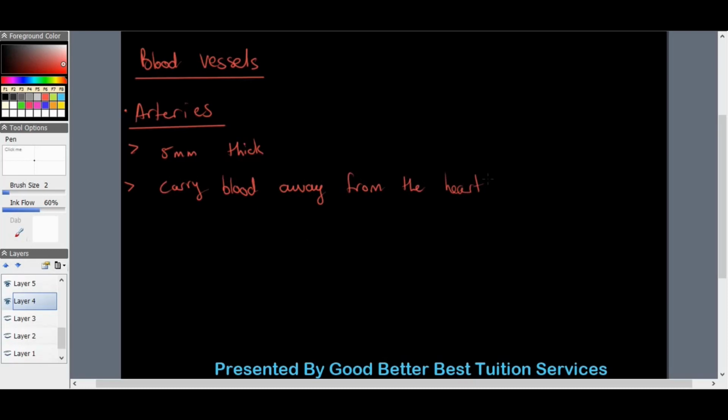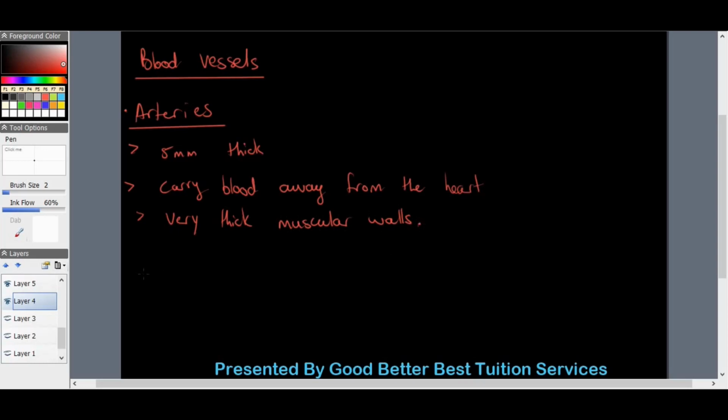They carry blood away from the heart, and they have to be very thick. They have very thick muscular walls. So they're quite thick things in our body. Very thick muscular walls. Fantastic.